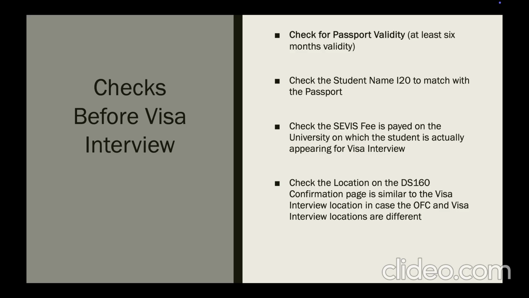Now the fourth point is to check that the location on the DS-160 confirmation page is similar to the visa interview location, in case the OFC and visa interview locations are different. These days it's very common that the visa interview and the OFC locations are different, for example in Delhi, Chennai or Hyderabad. So it's very important that the DS-160 form should say Delhi if the visa interview is also scheduled in Delhi. However, the OFC can be in any other location. These are the 4 checks which we have to ensure before we book our visa date.